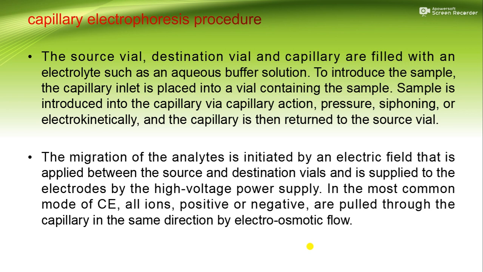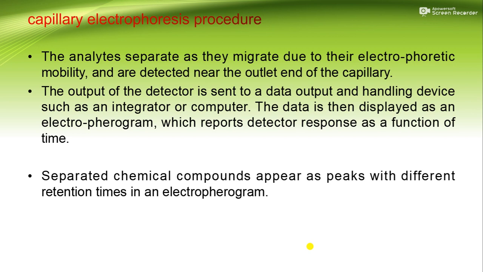In the most common mode of CE, all ions, positive or negative, are pulled through the capillary in the same direction by electroosmotic flow. The analytes separate as they migrate due to their electrophoretic mobility, and are detected near the outlet end of the capillary. The output of the detector is sent to a data output and handling device such as an integrator or computer. The data is then displayed as an electrophoregram, which reports detector response as a function of time. Separated chemical compounds appear as peaks with different retention times in an electrophoregram.